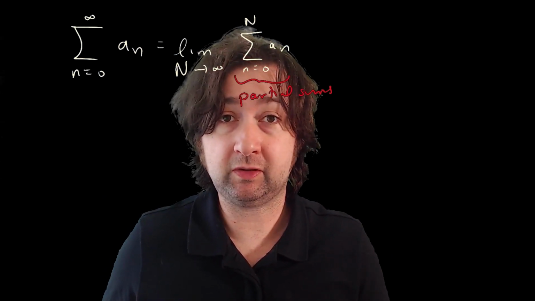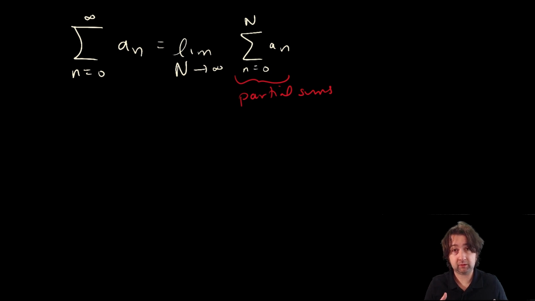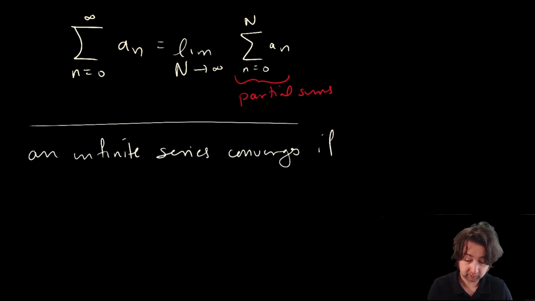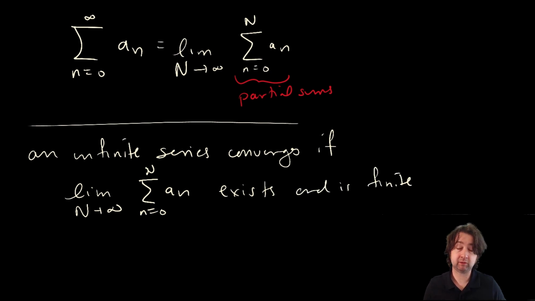And the idea with infinite sums is that it's a shorthand notation. It's annoying to have to write a limit as n goes to infinity every time I want to write down an infinite series, so instead I use the shorthand notation with an infinity inside of it. So we say that an infinite series converges if that limit exists and is finite. So if the limit as n goes to infinity of the partial sums exists and is finite, then we say the series converges.